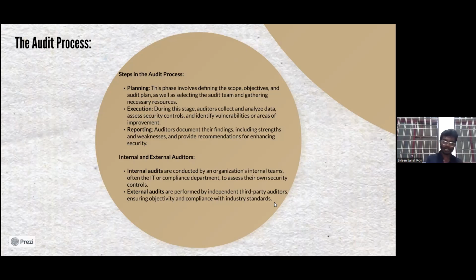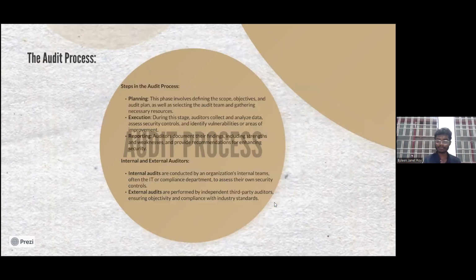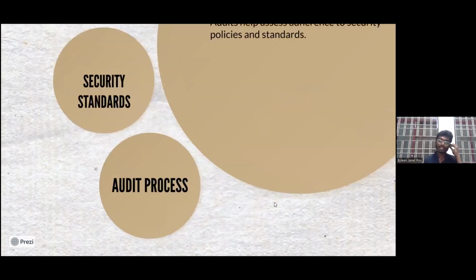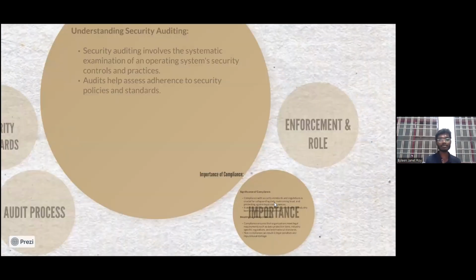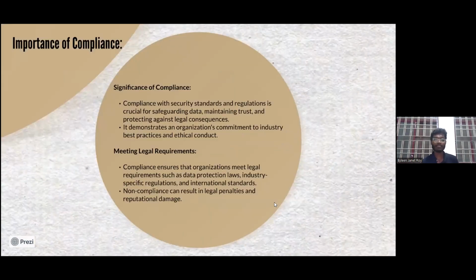There are two types of audits: internal and external. Internal is done within the organization, and external is done outside the organization, that is third-party auditors and so on. And importance. It is really important to have compliance, right? Compliance with security standards and regulations is crucial for safeguarding these things. It is like the security policies can be followed in a regular manner so that things can be handled in a smoother way too.